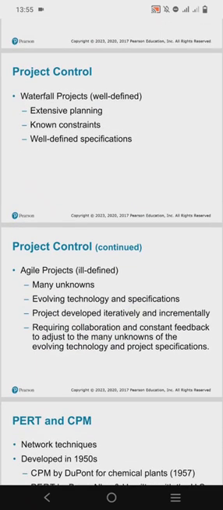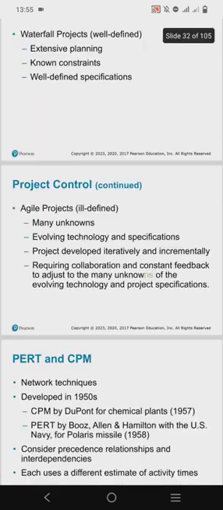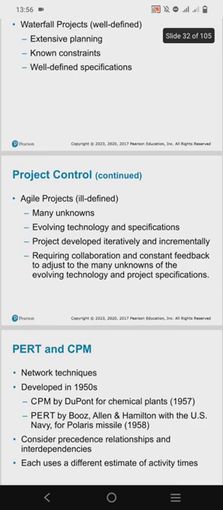If it's a project using the waterfall approach, it is well defined and involves extensive planning. The constraints are usually known and the specifications are well defined. But if it's an agile project, then it is ill defined because there are many unknowns, and the project is developed iteratively and incrementally. Because of the many unknowns, it will require collaboration and constant feedback to adjust to the evolving technology and project specifications.